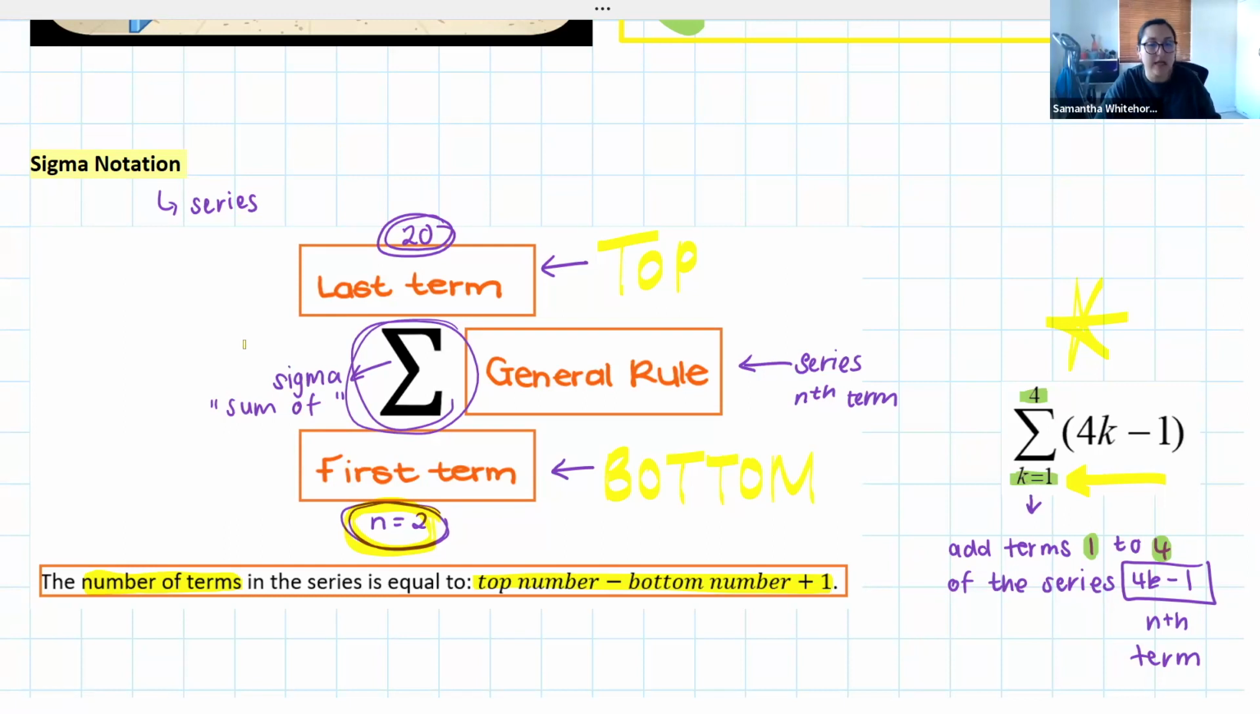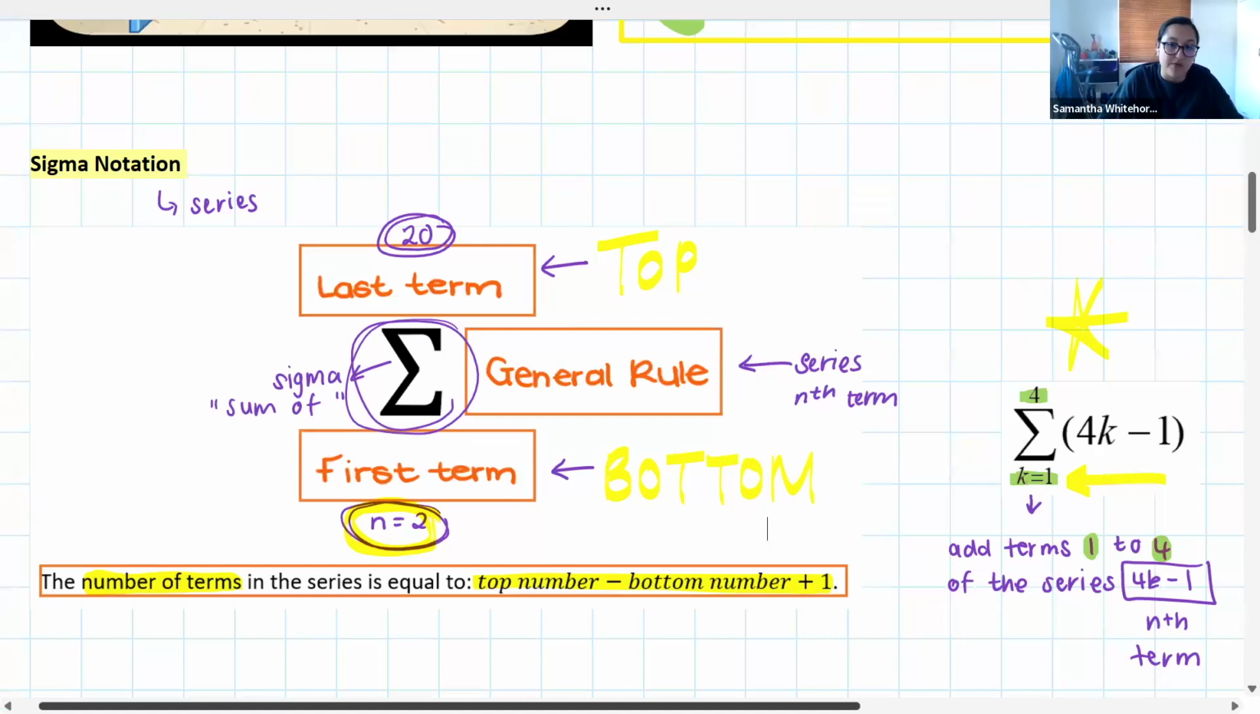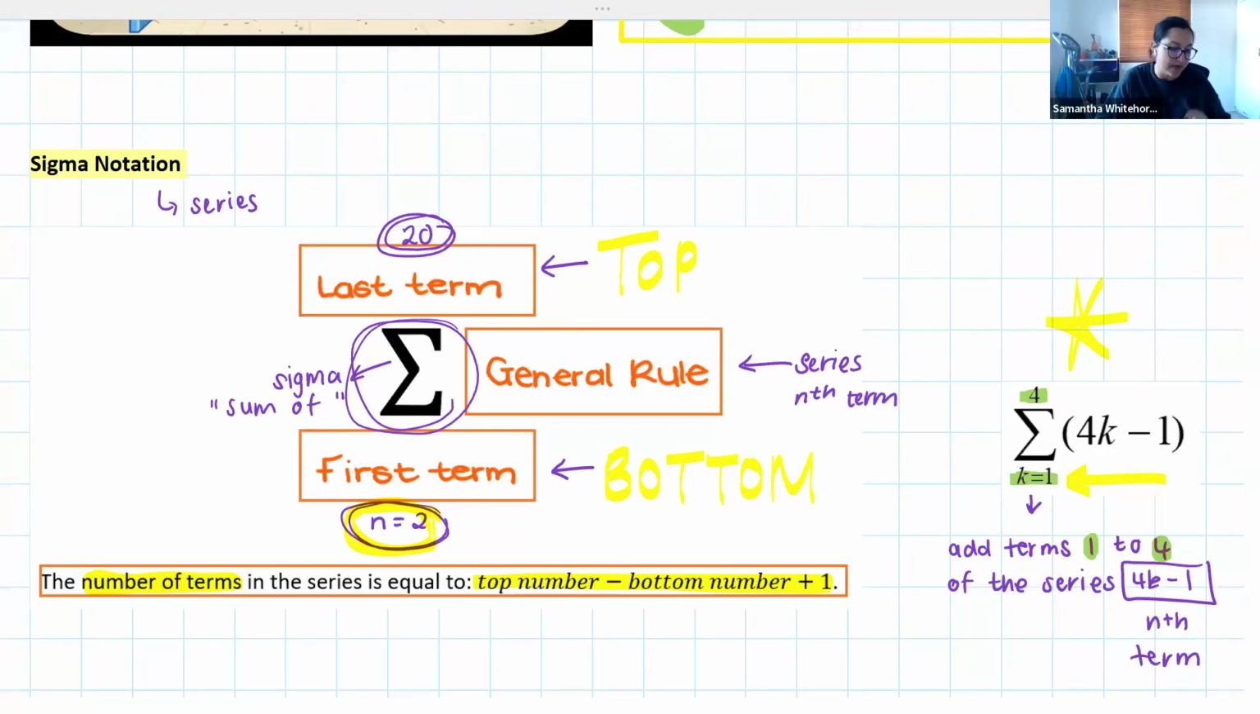We'll get to it, but it's just something to bear in mind in that we don't always start adding from the first term, and so then we need to be very careful of how many terms we are actually adding according to sigma. All right, are there any questions?